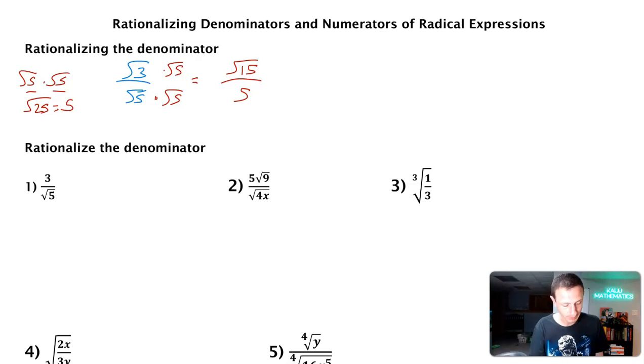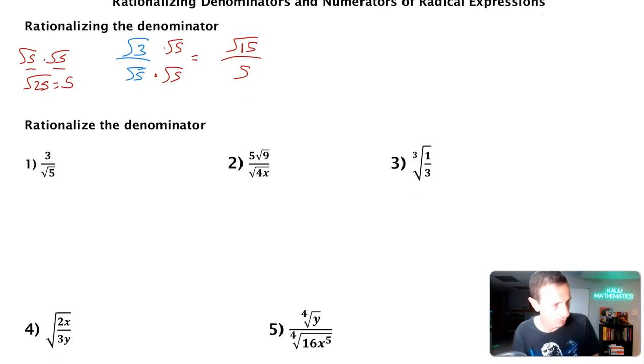The radical is gone. So on number 1, I already almost did this problem. I just changed it to square root of 3. I wasn't even paying attention to my problems coming up. But 3 over the square root of 5. So I want to rationalize the denominator, meaning I want to get rid of the radical. So I'm just going to multiply by square root of 5.